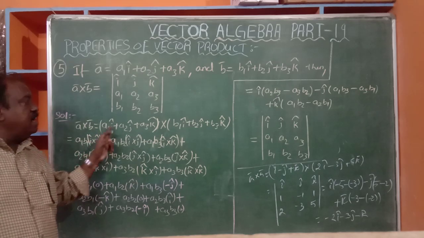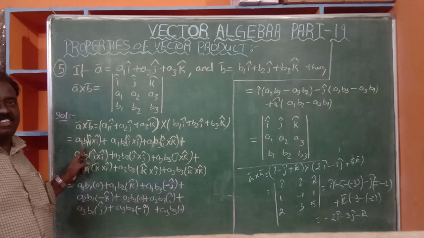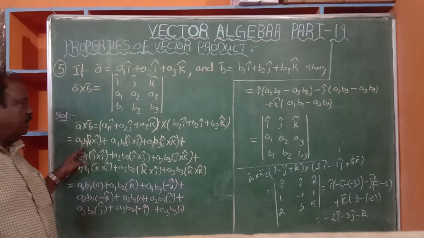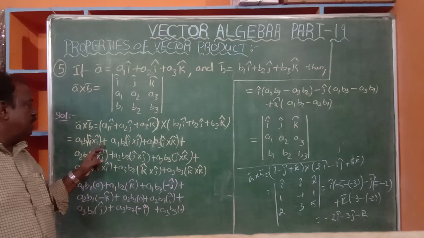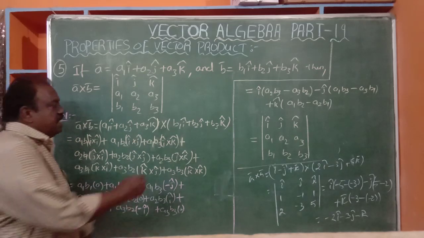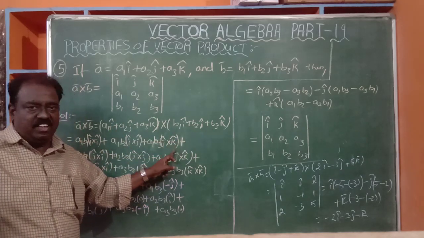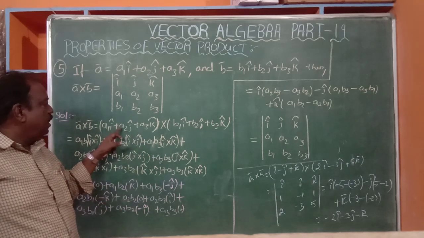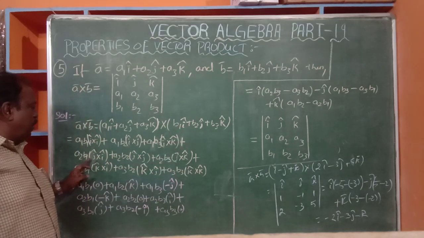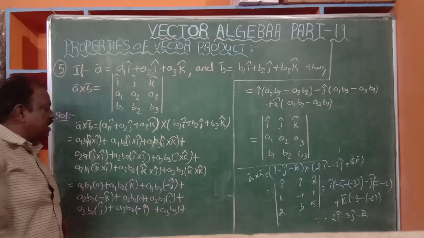You see, A1i cross B1i. A1, B1 are multiples, numbers, scalars, like 5 into 3. Put them in front. A1 B1 I cross I plus A1 B2 I cross J, again A1 B3 I cross K. You agree? Next, A2 J cross B1 I, so it is A2 B1 J cross I. Then A2 J cross B2 J, so A2 B2 J cross J.